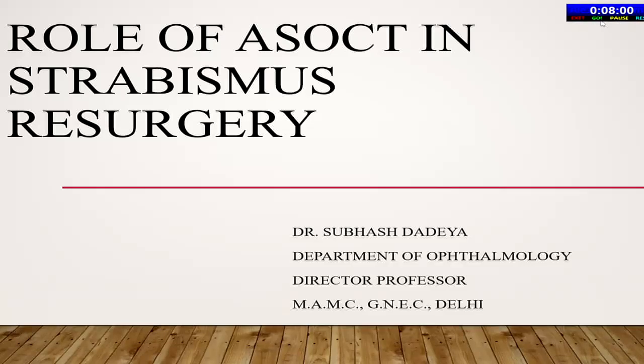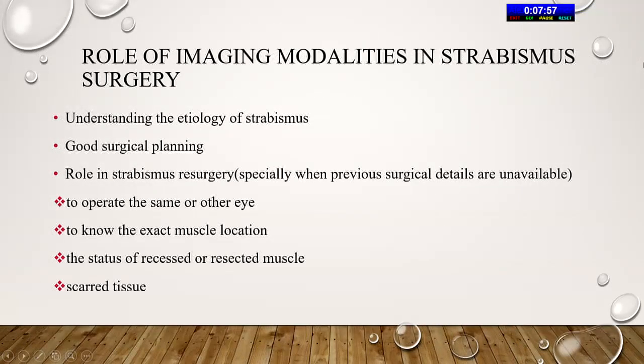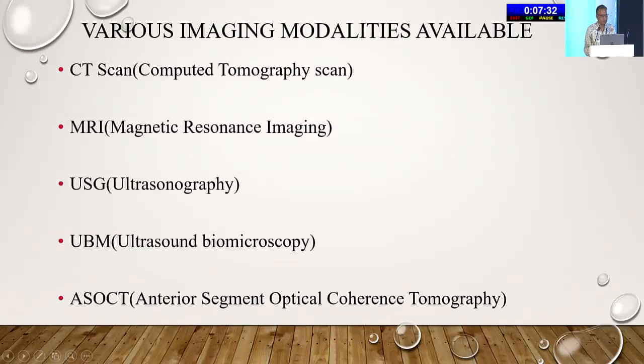I will be speaking on the role of ASOCT in strabismus resurgery. Basically, the role of imaging modalities in strabismus surgery is in understanding the etiology of strabismus and good surgical planning, and the role becomes more important when previous surgical details are not available to operate the same eye or the other eye, to know the exact location of the muscle, the status of the recessed or resected muscle, or scar tissue.